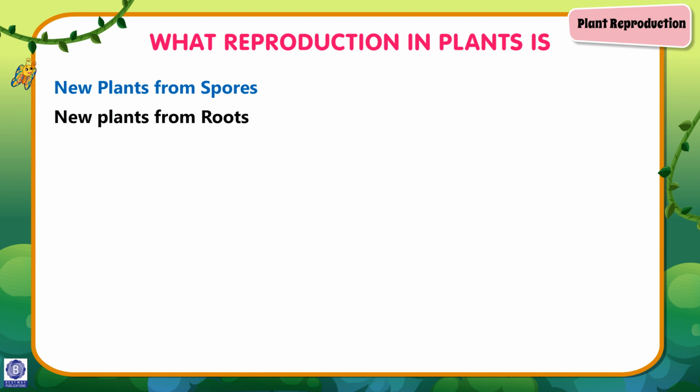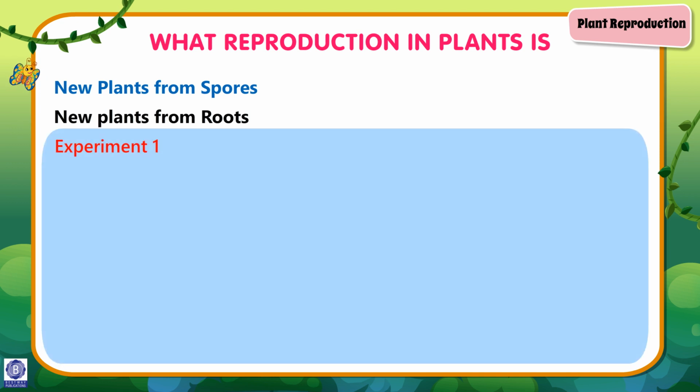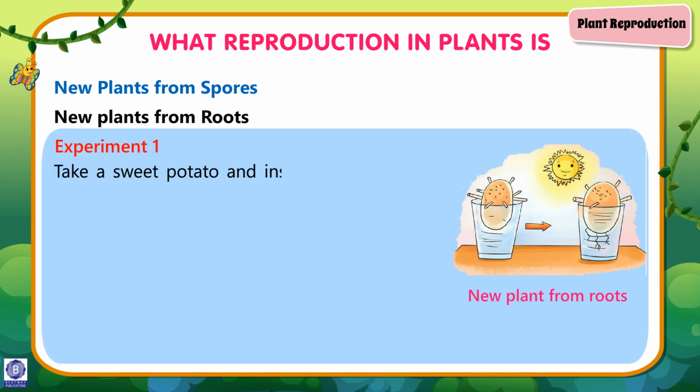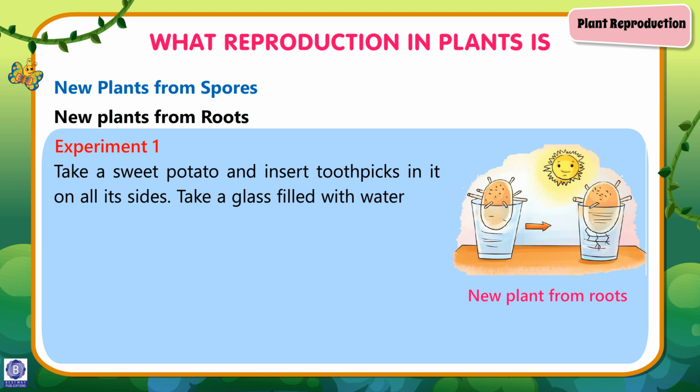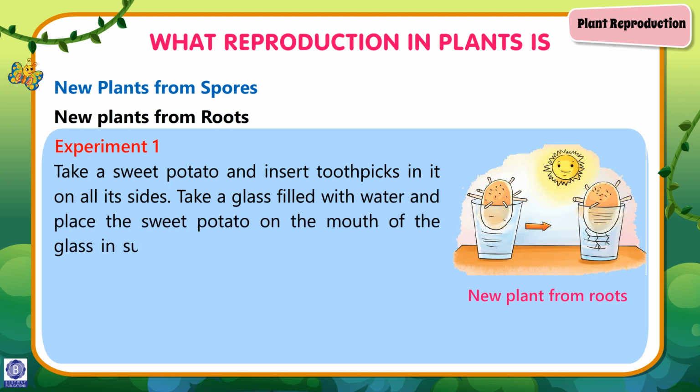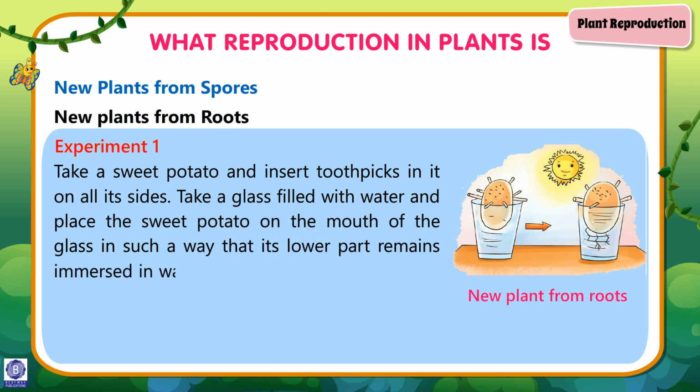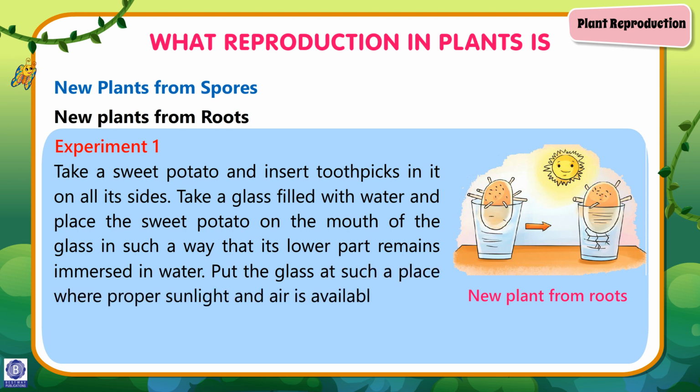New plants from roots. Experiment 1. Take a sweet potato and insert toothpicks in it on all its sides. Take a glass filled with water and place the sweet potato on the mouth of the glass in such a way that its lower part remains immersed in water. Put the glass at such a place where proper sunlight and air is available.